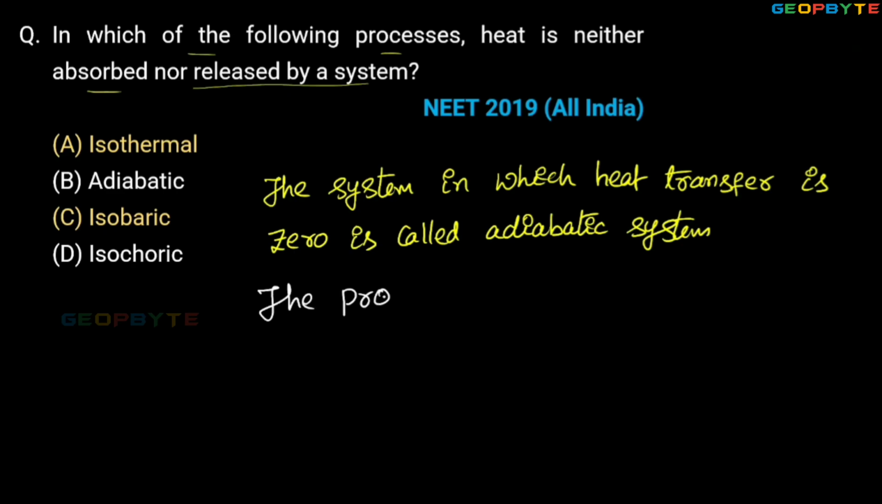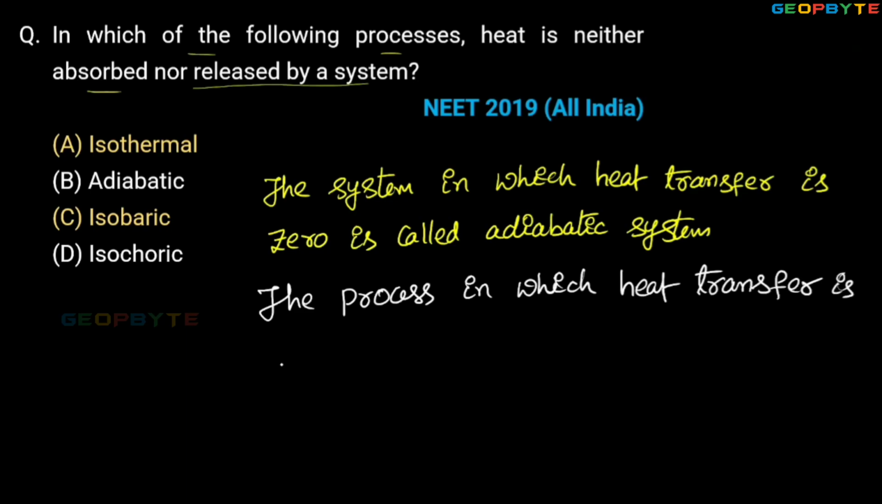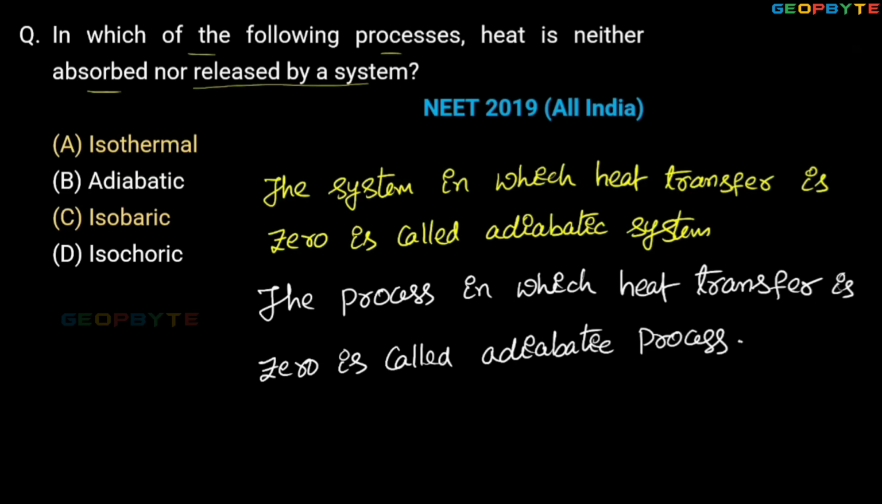The process in which heat transfer is zero is called an adiabatic process. That means an adiabatic system is an insulated system. Anyhow, option B can be selected.